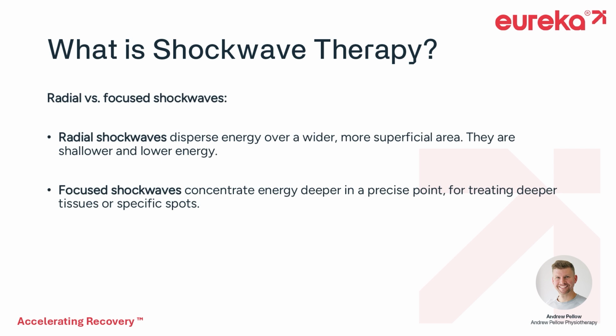There are two distinct types of shockwave therapy used by clinicians. They are radial and focused shockwaves. As already mentioned, radial shockwave therapy generates pneumatic pulses, which are mechanical sound waves, not electrical, and these disperse energy over a wider, more superficial area. They're shallower and lower energy compared to focused shockwaves, making them ideal for treating superficial soft tissue conditions. Focused shockwaves concentrate energy deeper in a precise point by creating electromagnetic pulses, and it is used for treating deeper tissues, such as those close to bone, along with delayed unions and non-unions.